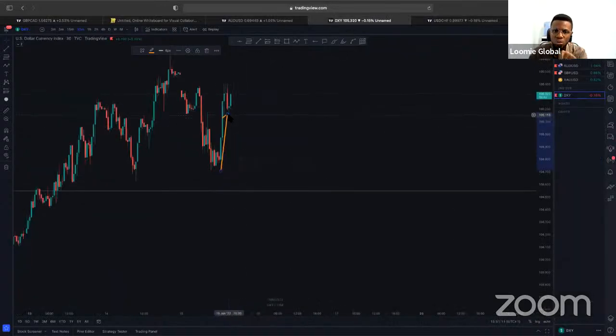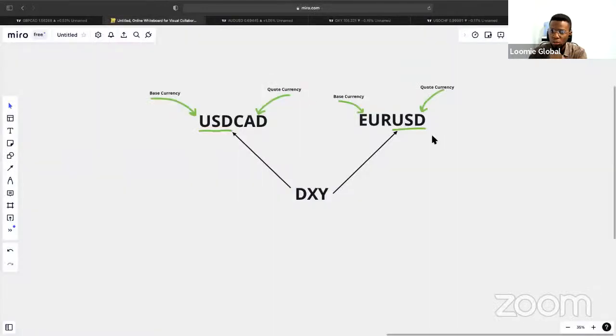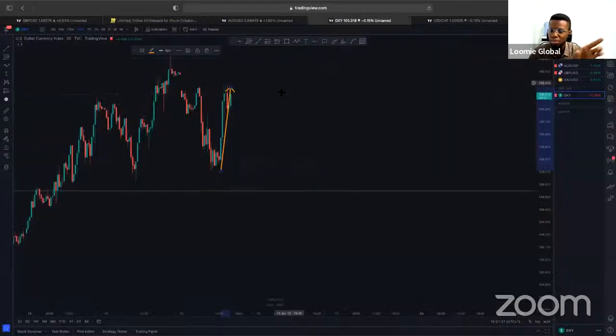Now, since the DXY is bullish here, we can expect that currency pairs that have the dollar as their quote currency. When I say quote currency, don't forget this is what we're talking about. They have the dollar last, so it could be XXX USD, so EUR/USD, NZD/USD, AUD/USD, GBP/USD, all of them. They have USD at the end, right? For pairs that have USD at the end, that is as the quote currency, when the DXY is bullish, you can expect them to be bearish.